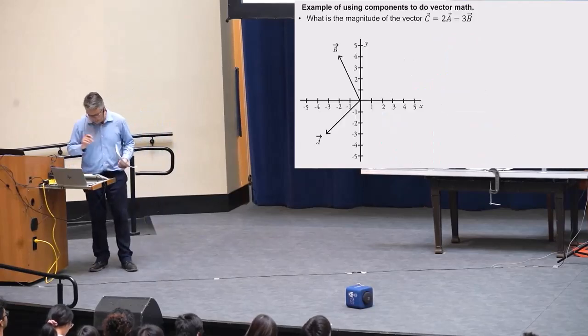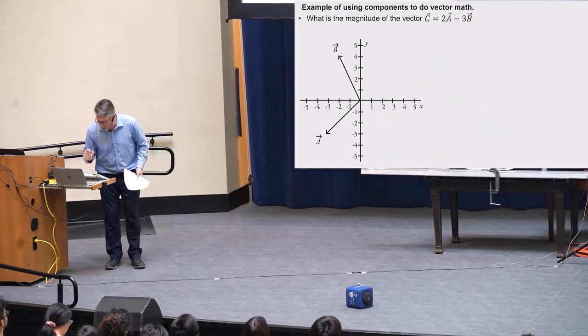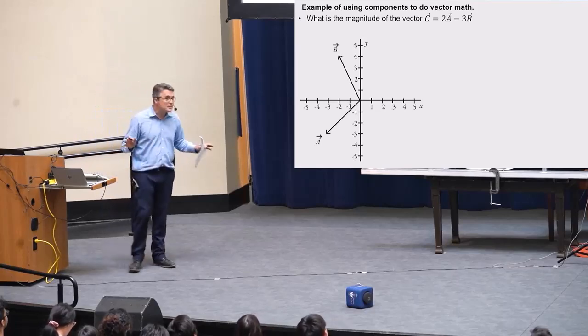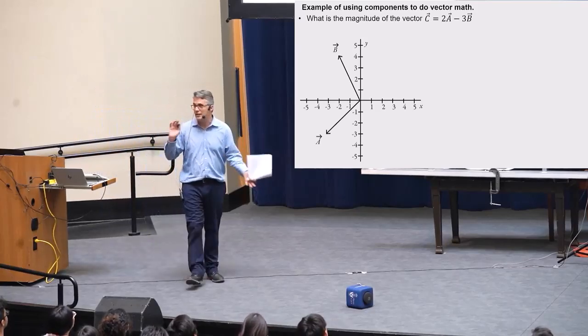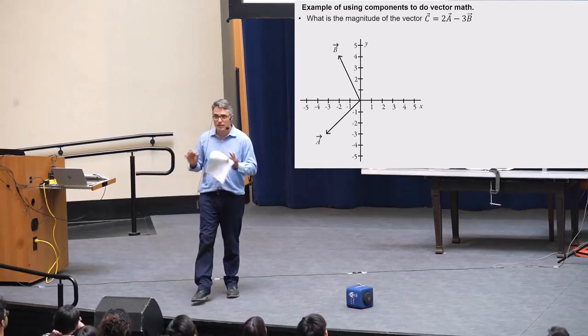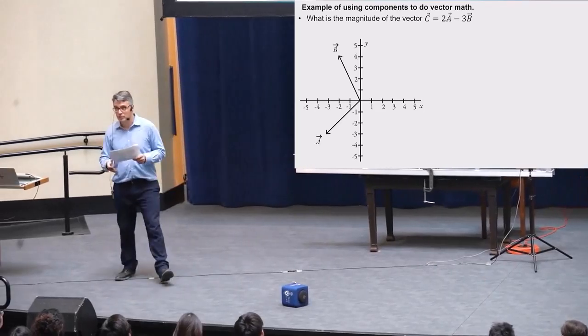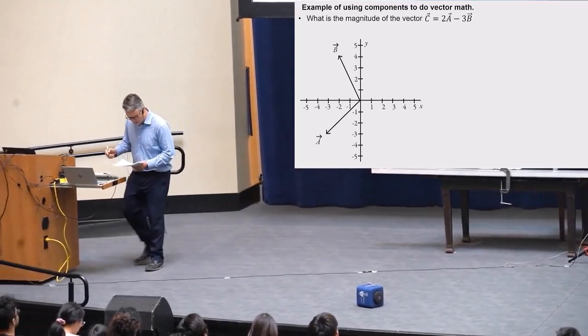So let me give you an example. What is the magnitude of the vector c, which is 2a minus 3b? Trying to do this the geometric way with tip to tail and all this stuff is going to be just a major headache. But I can do it with components in about a minute, and I'll show you how it goes, and it's not bad at all.